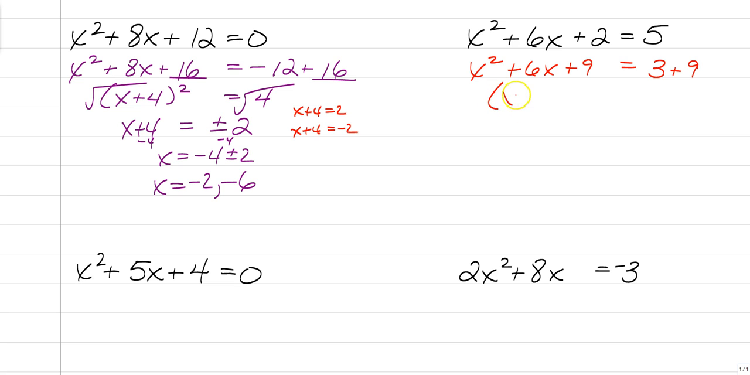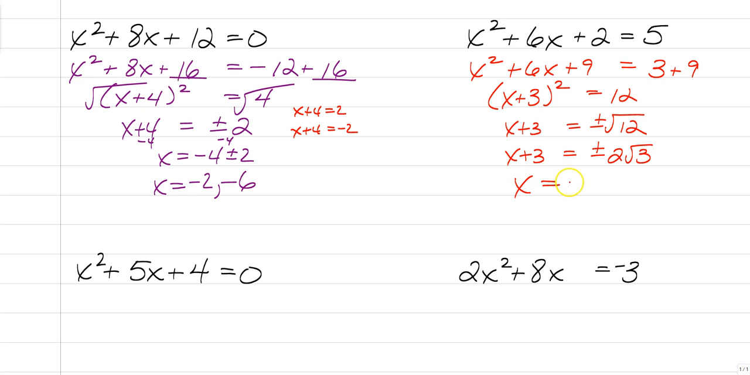We can write this as a square of a binomial now. This would be x plus, because we're doing half of the b value, so that would be plus 3 squared, and that's equal to 12. Square root both sides, and you have x plus 3 is equal to plus or minus square root of 12, which you must simplify. So that's actually x plus 3 is equal to plus or minus 2 root 3 after you simplify the square root of 12.